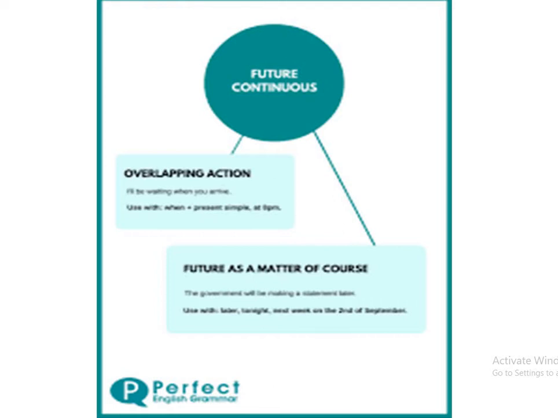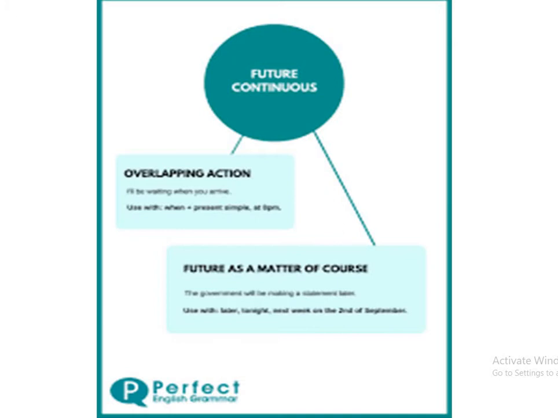Here are the instances where we use future continuous tense. The very first one is overlapping of action. For example, I'll be waiting when you arrive. So here two things are happening, right? Someone is waiting and someone is arriving. So when overlapping of action is going on, then we use future continuous tense.